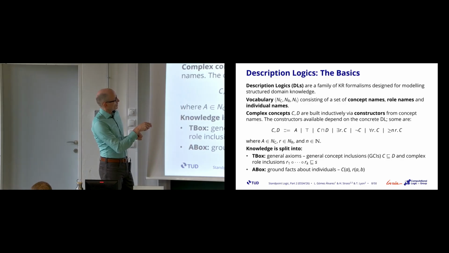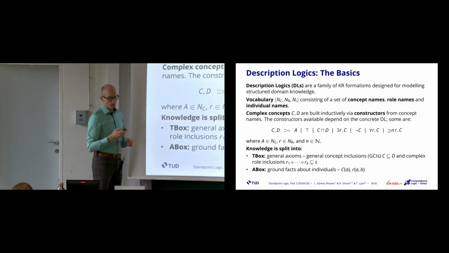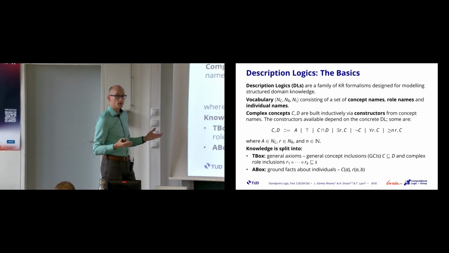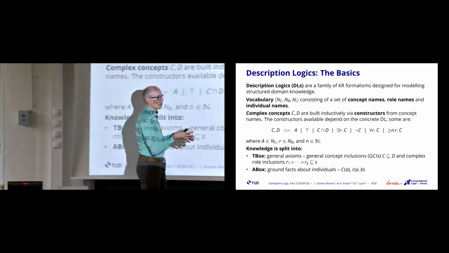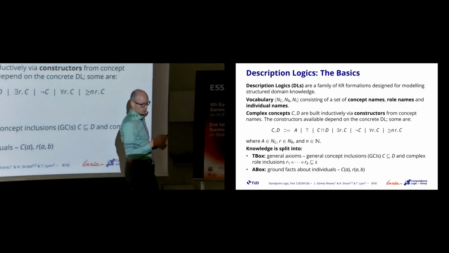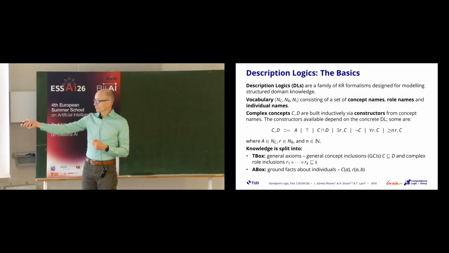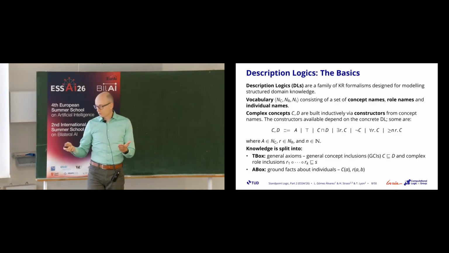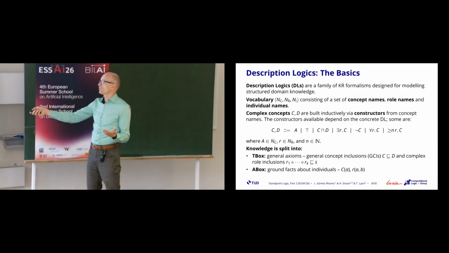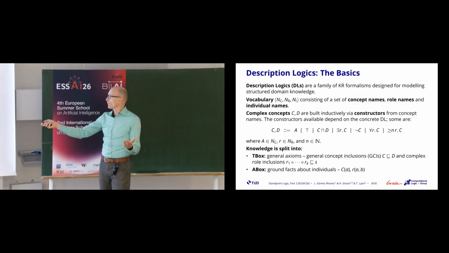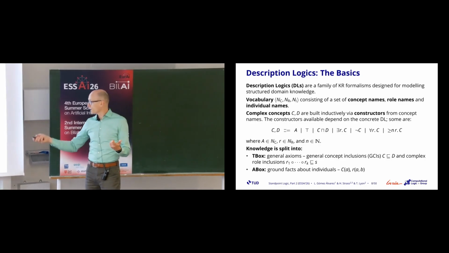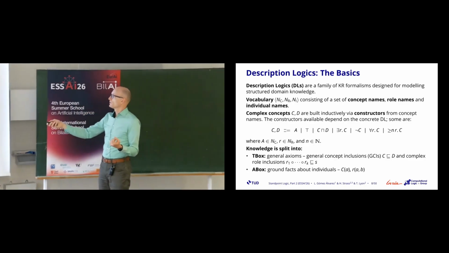So C and D are complex concepts, and you can build them using an atomic concept, so something that is a concept name. You also have the top concept, standing for the set of all individuals. So top is the property that holds for every individual. Once you already have two complex concepts, you can conjunctively conjoin them. That is to be interpreted as the intersection of these two things, or having to satisfy both properties.